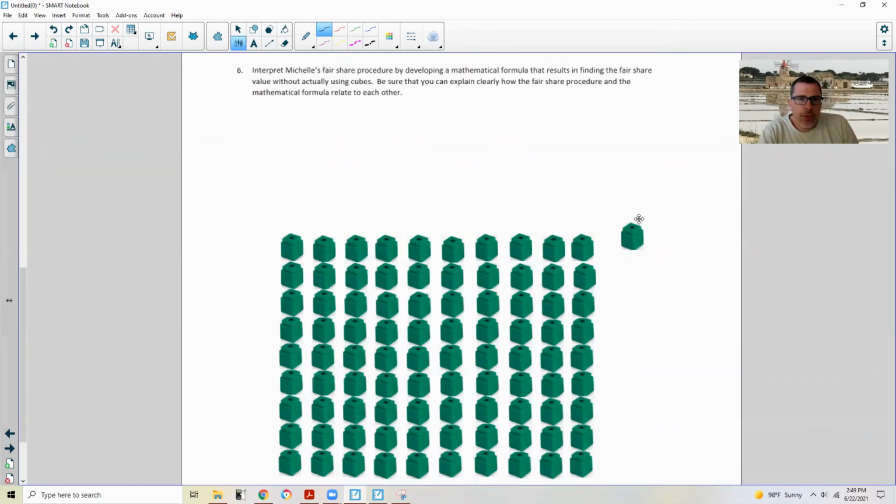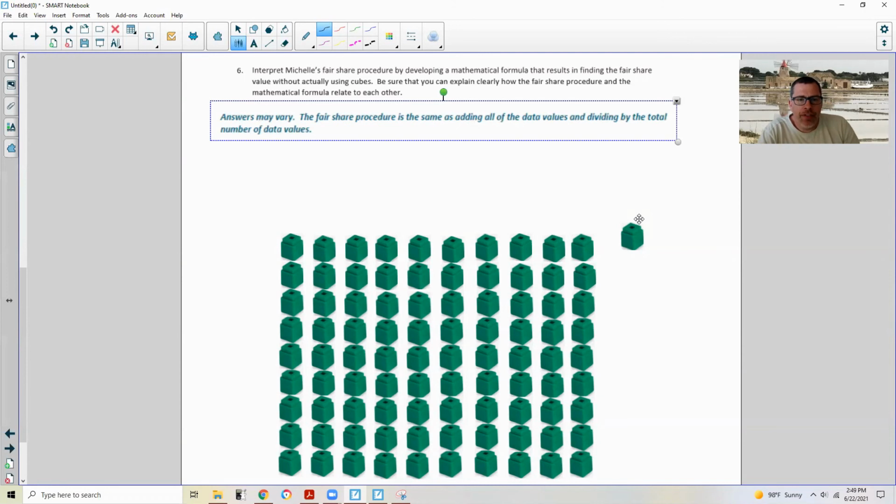Okay, number 6 says to interpret Michelle's fair share procedure by developing a mathematical formula that results in finding the fair share value without actually using cubes. Be sure that you can explain clearly how the fair share procedure and the mathematical formula relate to each other.